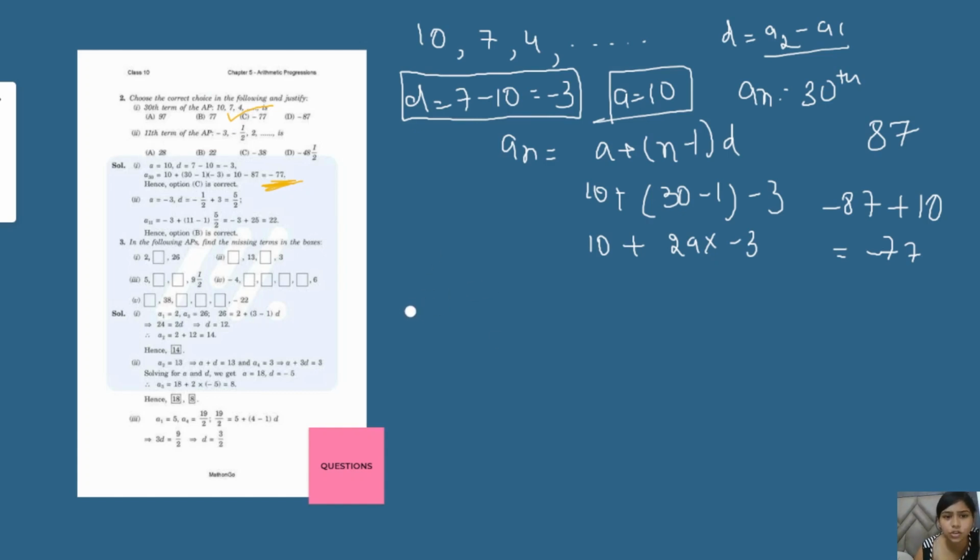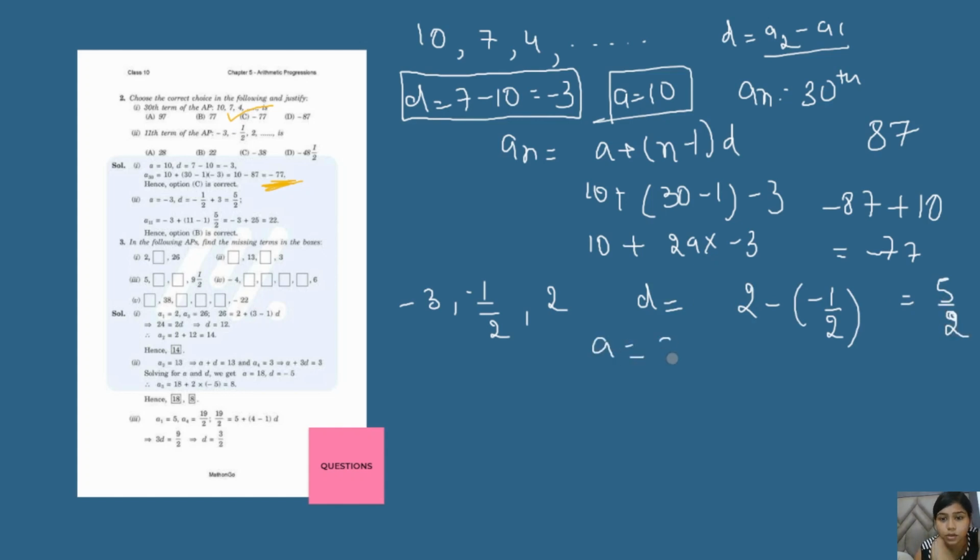The sequence is minus 3, minus 1 by 2 and 2. So d will be equal to 2 minus minus 1 by 2, which means 2 plus 1 by 2, so 5 by 2 is your d, right? And a is your minus 3. You have to find the 11th term, so it will be a plus 10d, right? a is minus 3, so minus 3 plus 10 into 5 by 2.